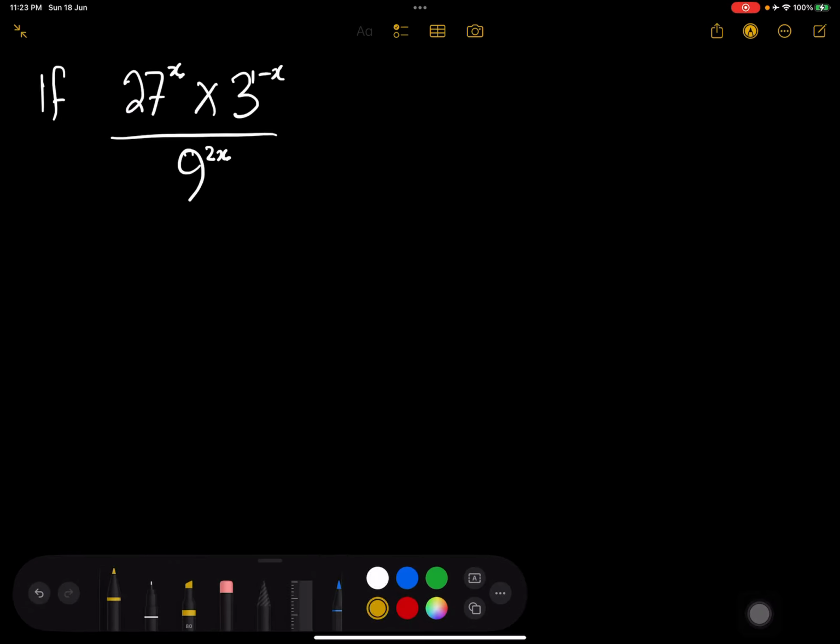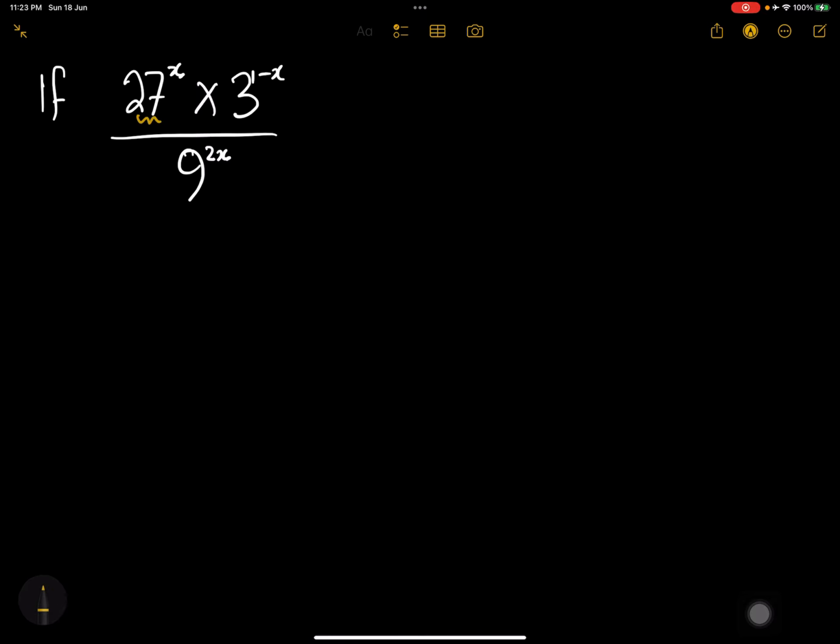Now it says, if we have 27 to the power of x multiplying 3 to the power of 1 minus x divided by 9 to the power of 2x, we should find x. Now, like I said, let's always look at the numbers. If you look at 27 and 3 and 9, they have 3 in common.